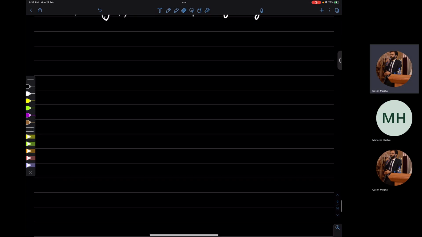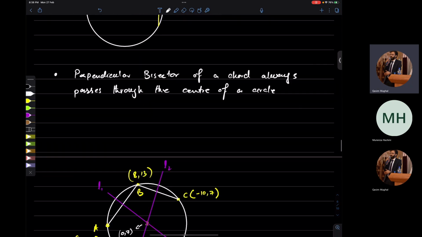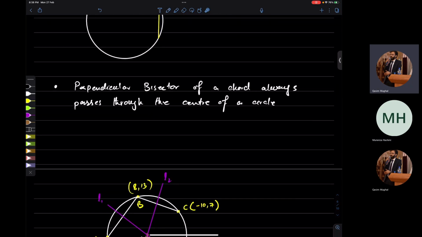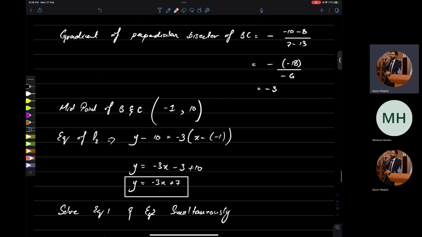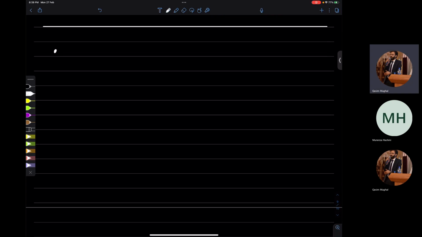Okay, so this was one concept. Now let's move on to another one where we'll be talking about the angle inside the semicircle. The key concept for the previous thing was that whenever you draw a perpendicular bisector of a chord, it always passes through the center of the circle. Clear?